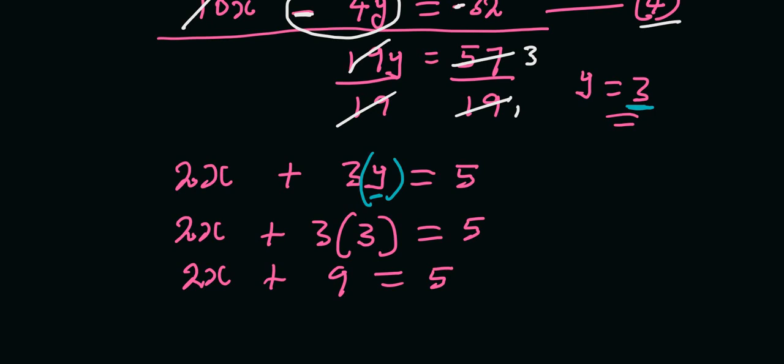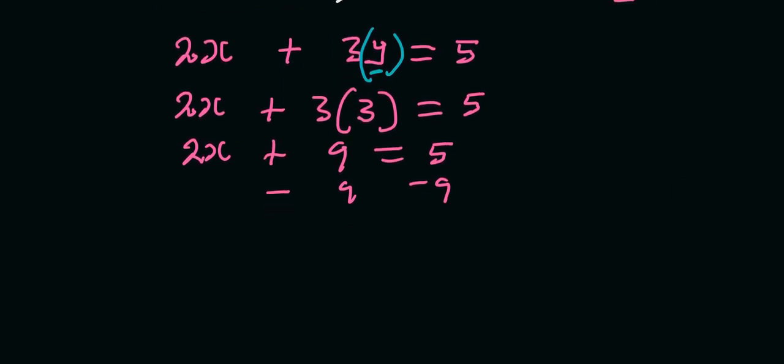So now we are going to isolate 2x, and to achieve that, we are going to subtract 9 from both sides. Subtract 9 from both sides. So plus 9 minus 9, we cancel out, and we are left with just 2x on the left side, and this will be equal to 5 minus 9. That will give us negative 4.